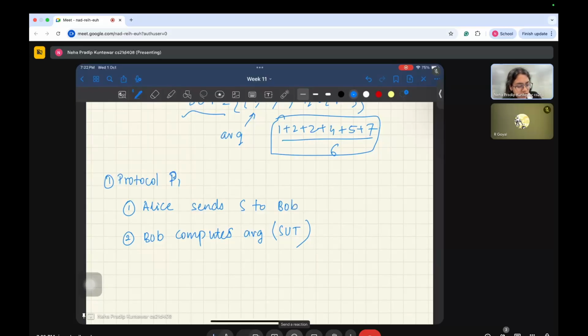So what is the amount of communication that happened here? In the worst case, the size of S could be n, and each element is a log n bit element. So n log n is what we ended up sending in the worst case. So can we do better?